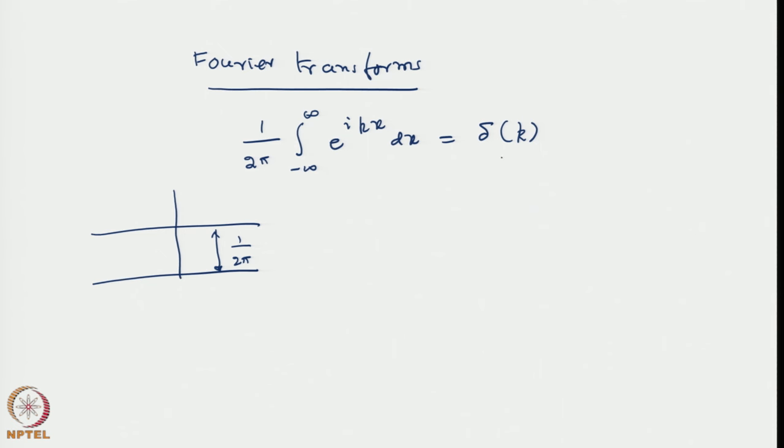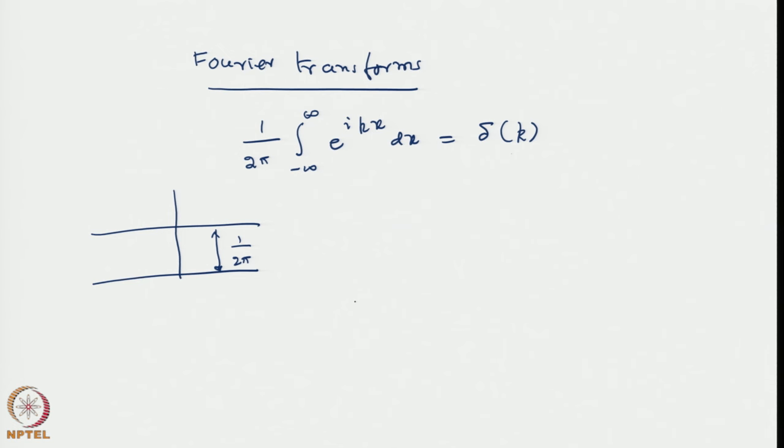We cannot exactly prove it, but we can see why it should diverge at k equal to 0, because that is the property of the delta function. It is infinity at k equal to 0 and it is supposed to be 0 elsewhere. If you put k equal to 0, this becomes an integral of simply dx, and the integral of dx from minus infinity to infinity is going to be infinity, because it is the area under this rectangle, the area between these two lines. So, we can see why it would be infinity.